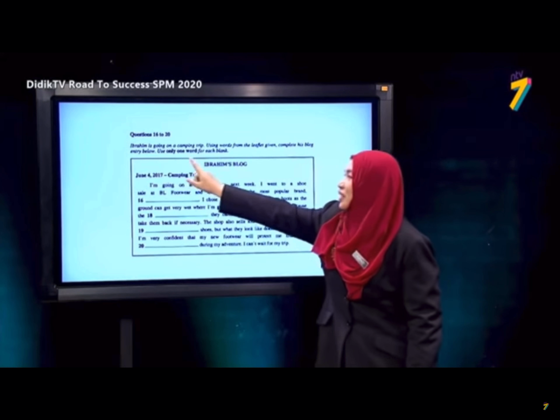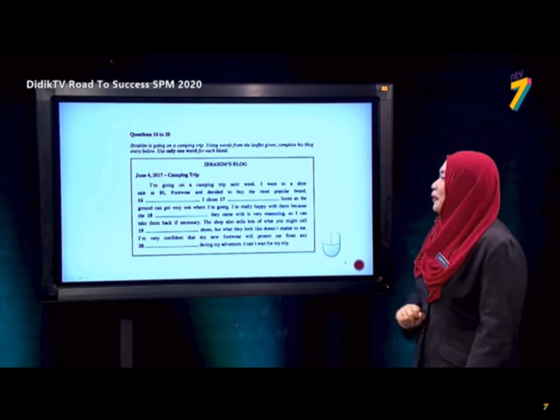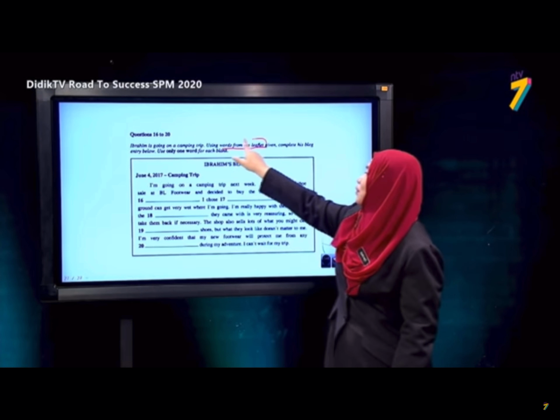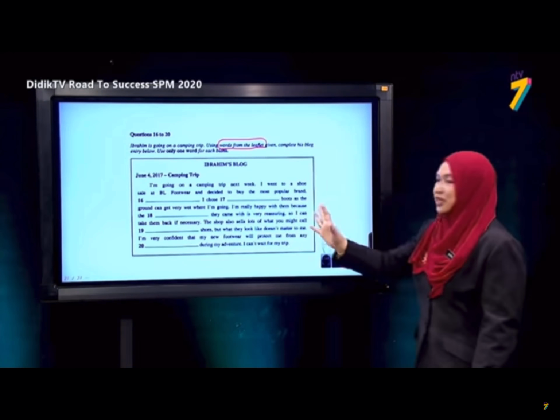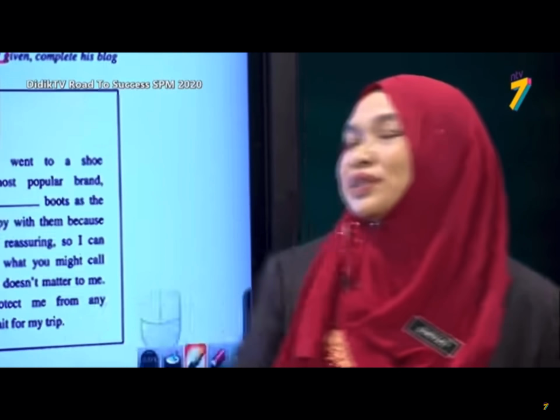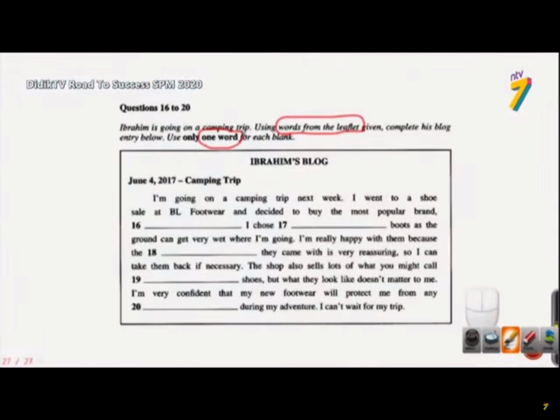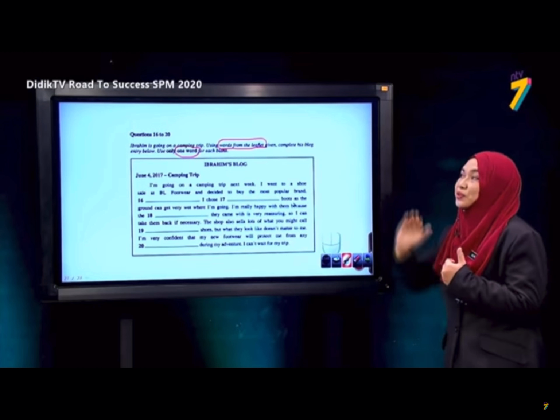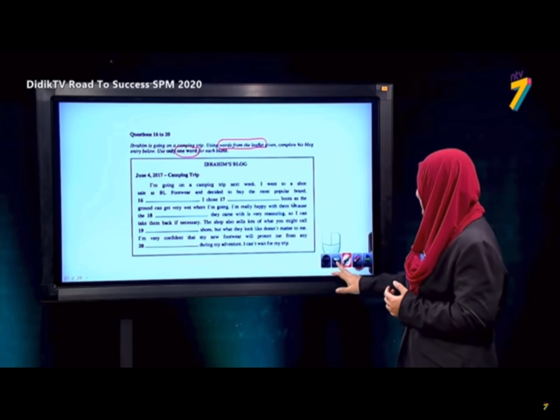Okay, look at the instruction, like I told you just now. Ibrahim is going on a camping trip, using words from the leaflet. So you can only find the answer from the leaflet. You cannot give your own answer. And the second one, only one word. So it is very important for you to highlight the keywords. If you accidentally write 2 words, 0. Consider it wrong, because you don't follow the instruction. So that's how important it is for you to read the instruction. Okay, so far so good? Noted, teacher. Good. Okay, next.